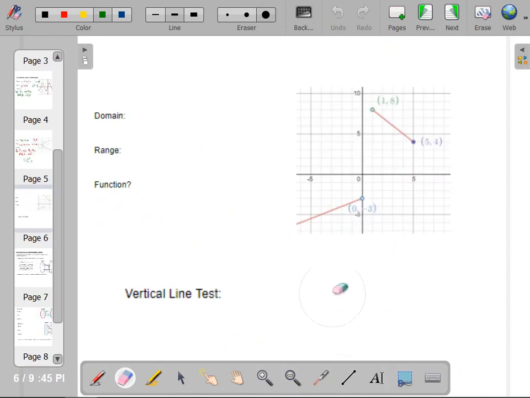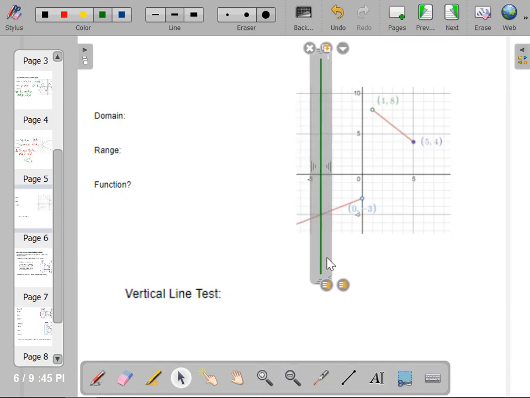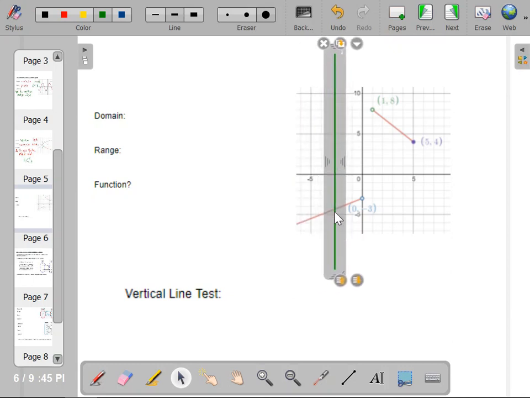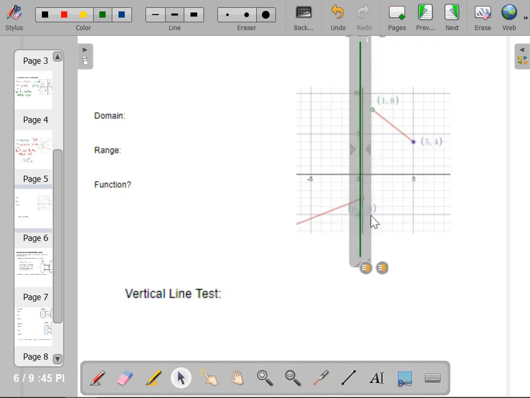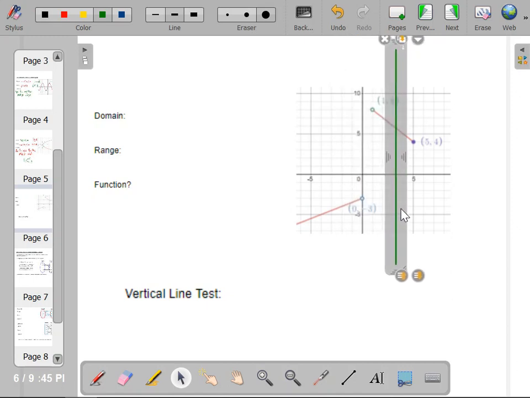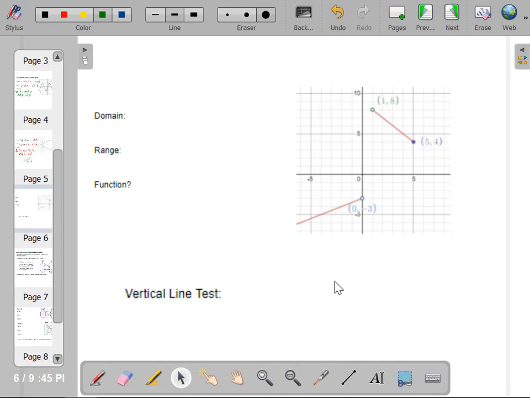Let's try one more. Domain. So using the vertical line test, I'm going to be like, let's see, for the function test anyway, I don't see it, it's hitting the relation once, it's hitting the relation once, come over here, once, it's not hitting it down below. So I think this is a function, but let's talk about domain and range.